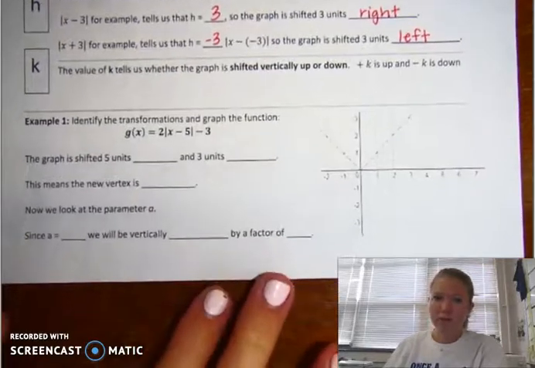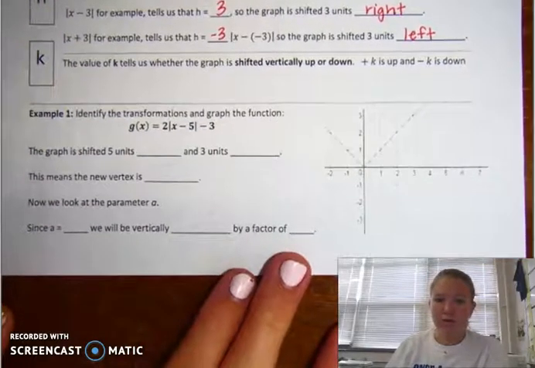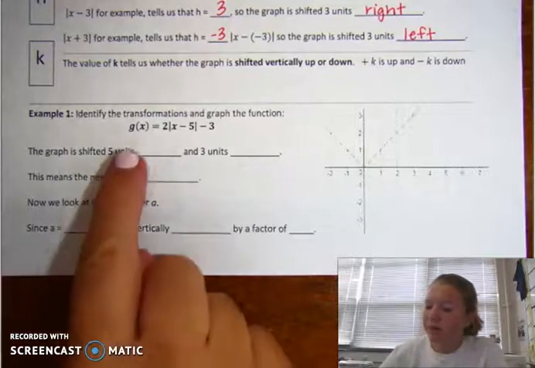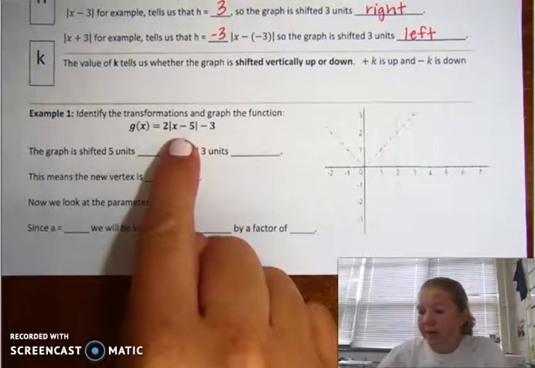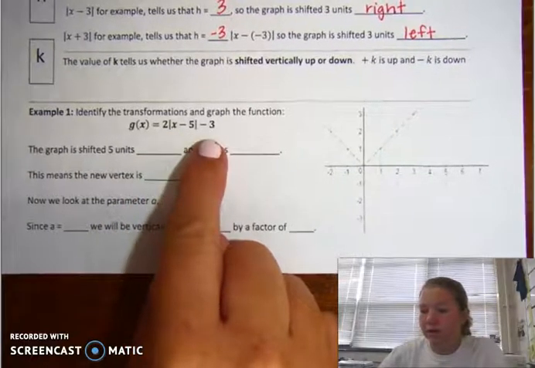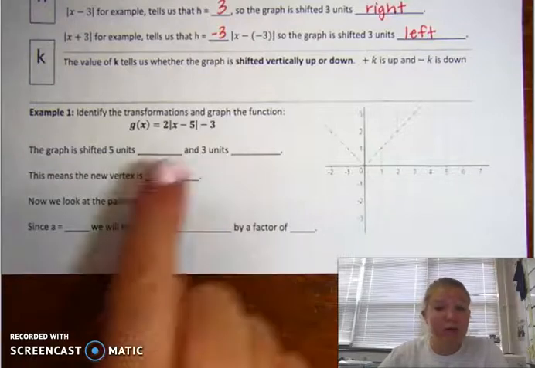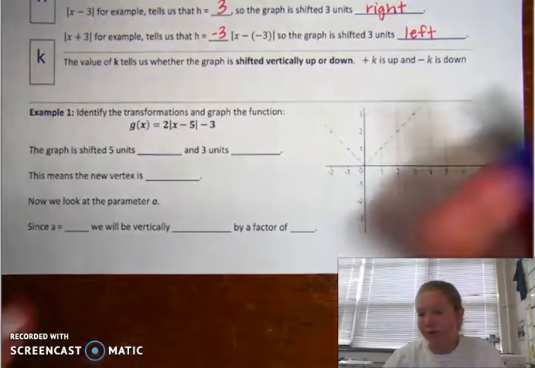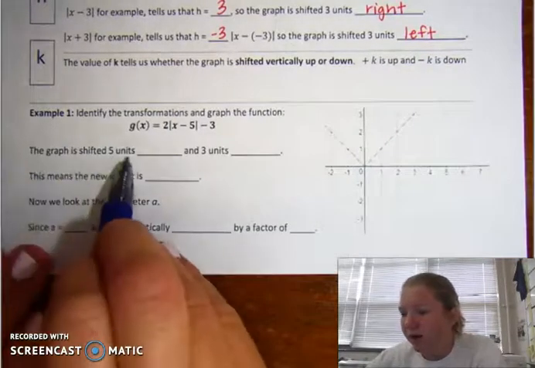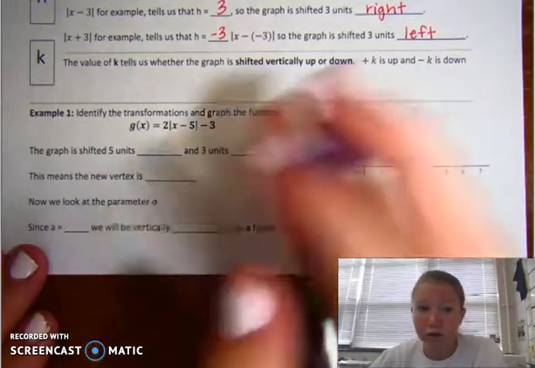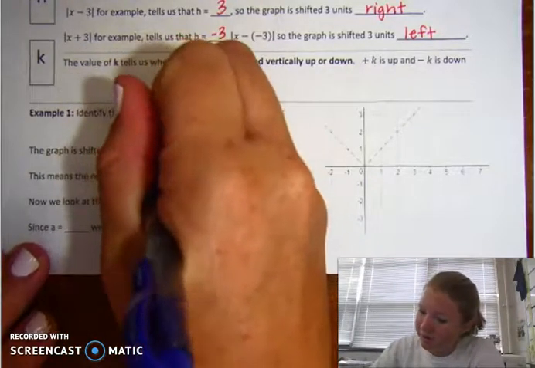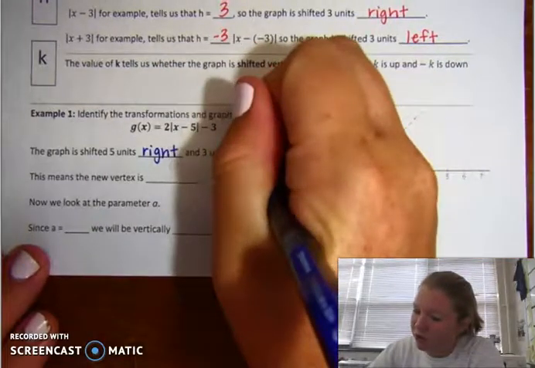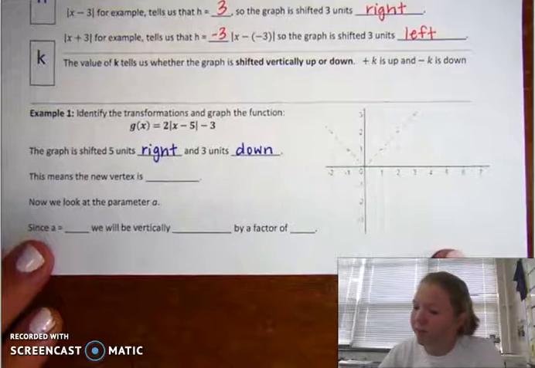So let's do an example where we find all of the transformations and then graph that transformed function. So we have g of x equals 2, and then x minus 5 in bars, and then minus 3. So notice this is not the parent function because the parent function would just be absolute value of x. We have transformations now. It's been shifted. The graph is shifted 5 units to the right because of that minus, and 3 units down because the sign is true to the direction for the up and down.